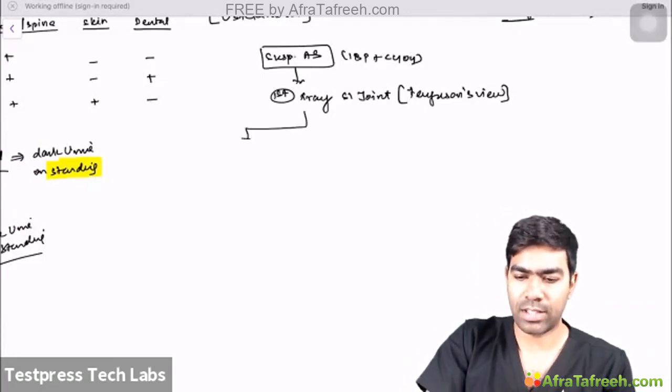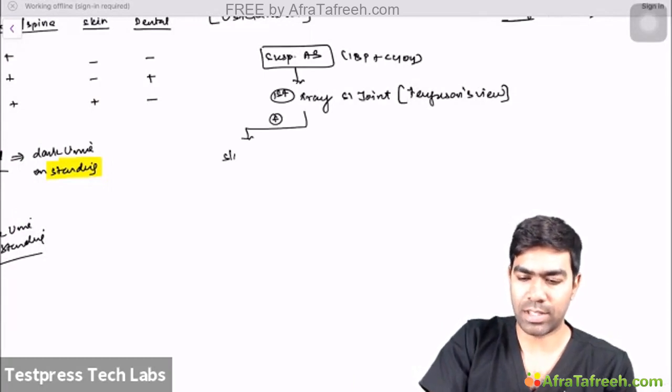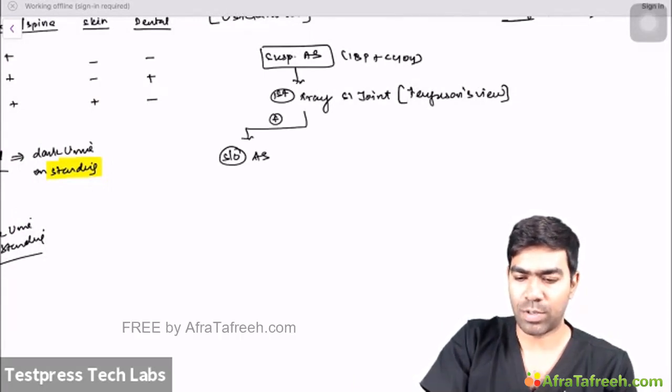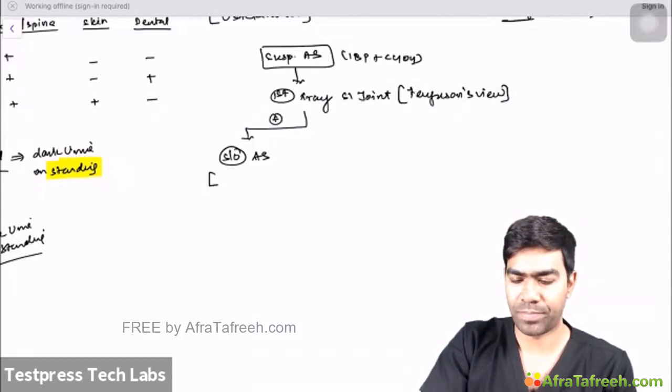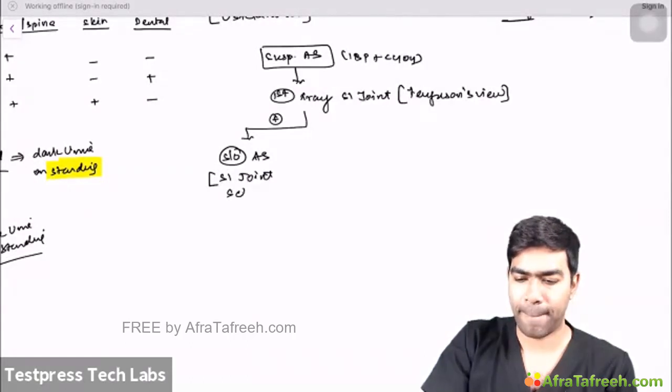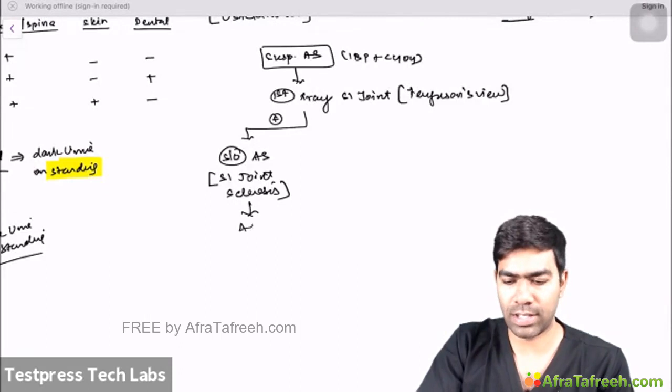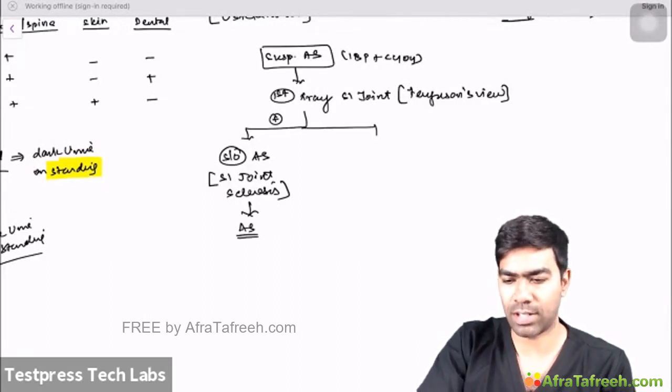If the X-ray is positive, which means it is suggestive of ankylosing spondylitis, you are going to have sacroiliac joint sclerosis. And if it is symmetric, of course, the disease you are dealing with is ankylosing spondylitis, there is nothing else.